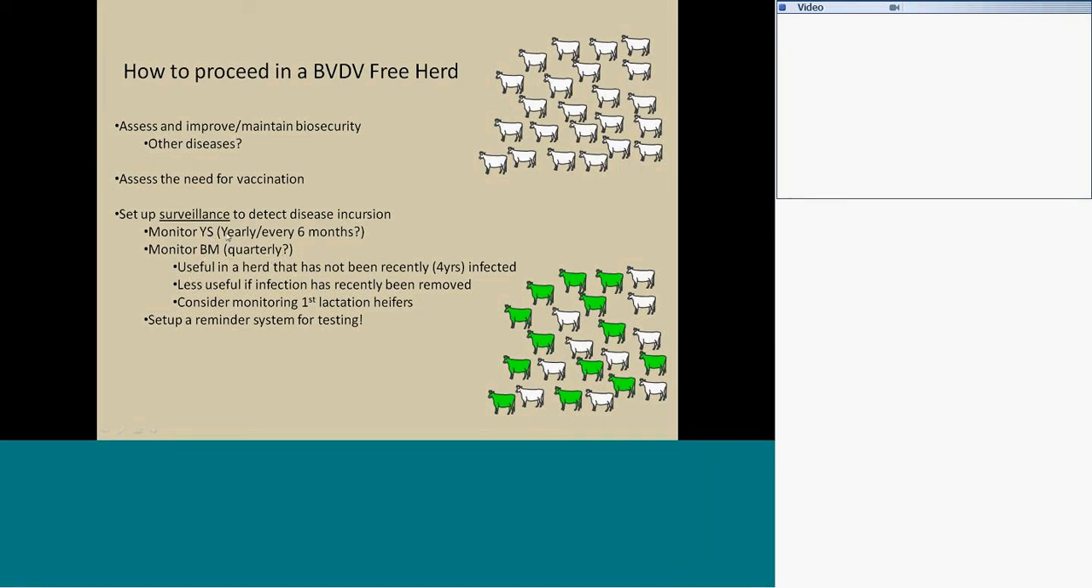Monitor your bulk milk quarterly, young stock every 6 months ideally, but yearly at least. And think about using your first lactation heifers. Talk to your vets about which milk samples are the best ones to take in order to monitor for BVD. And one of the biggest things is possibly just to set up a reminder system, write it in your diary, put it somewhere where you're going to see it, because it's very easy to forget that your BVD tests are due and to let them slide. So set up some sort of reminder system.